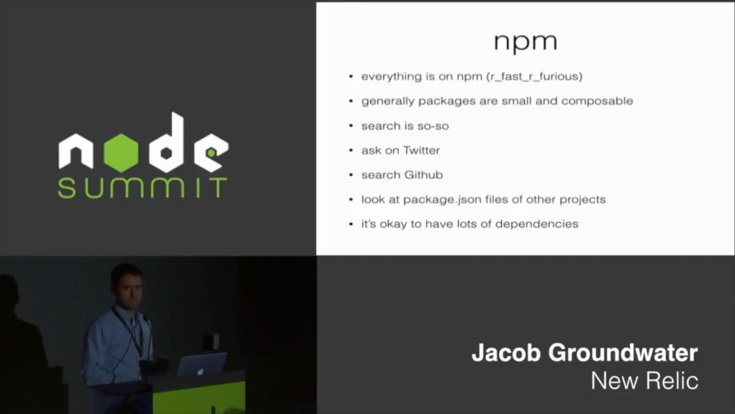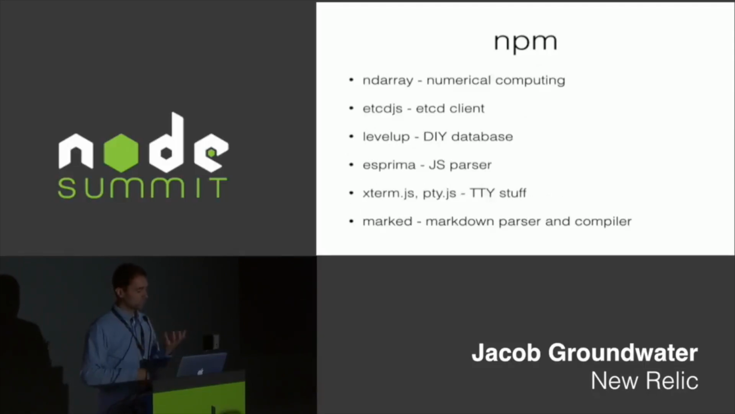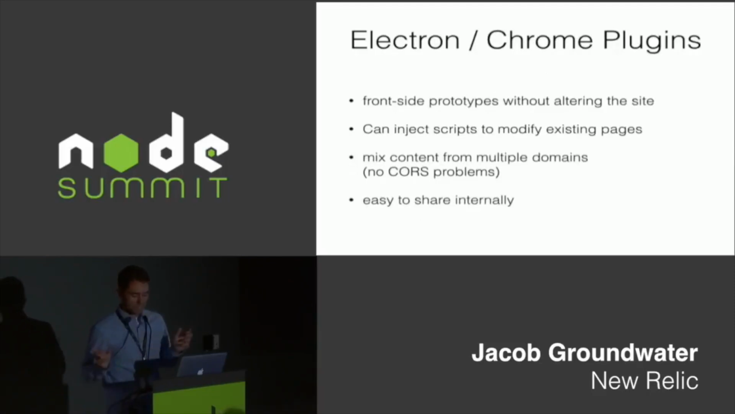And it's okay to have lots of dependencies in your prototype. Every dependency you have is time you saved coding. And what you're trying to optimize for right now is your time. Here's a few cool NPM packages: ndarray for numerical computing. I've used etcd.js for etcd stuff because I've been doing a lot of cluster orchestration things. LevelUp, in a pinch if you want a DIY database. Esprima, a technique I'm going to talk about later that takes JavaScript and produces an abstract syntax tree from it, and you can manipulate it. xterm, pty. I've done a lot of TTY hacking, which is, TTYs are totally crazy. Talk about that in a bit. Markdown parsing, it's awesome. This is another great technique I learned.